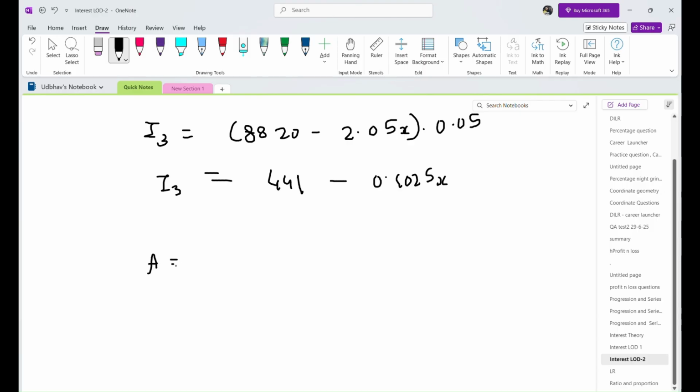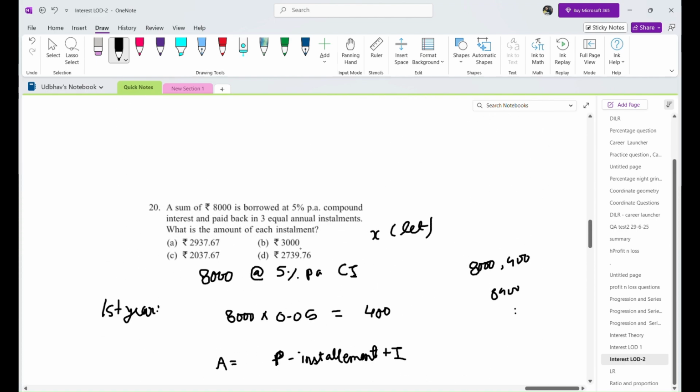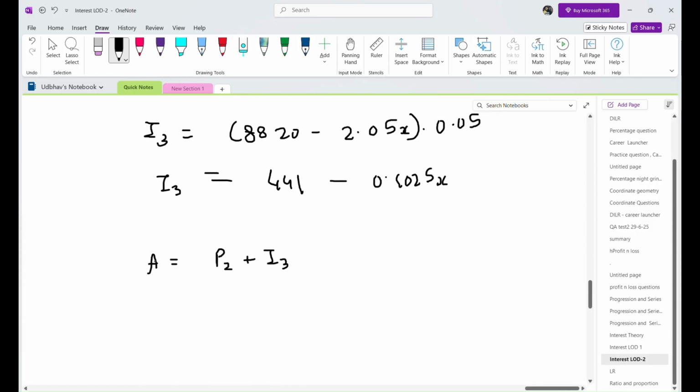So what will be the amount at the end of the third year? That will be the principal plus the interest of the third year. We are told that we have to completely return the 8,000 we borrowed by the end of the third year. So this amount, P3 plus I3, should be equal to our last installment. What is our last installment? Our last installment is X.